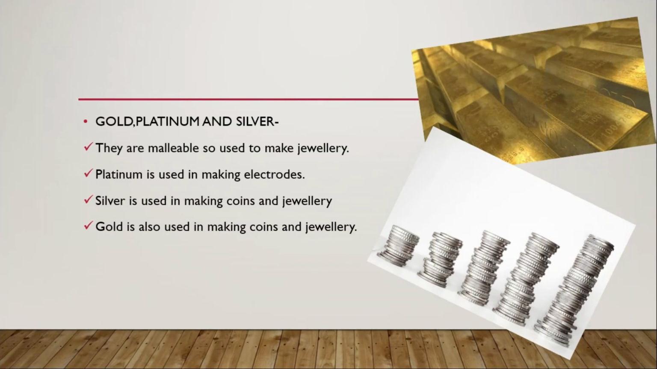Talking about the precious metals like platinum, gold, and silver, you know that they are all malleable and can be used to make jewelry. Platinum is even used in making electrodes. Silver is used in making coins and jewelry. Gold is also used for those same reasons.